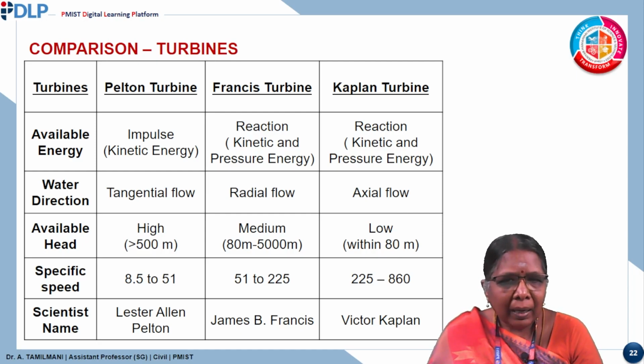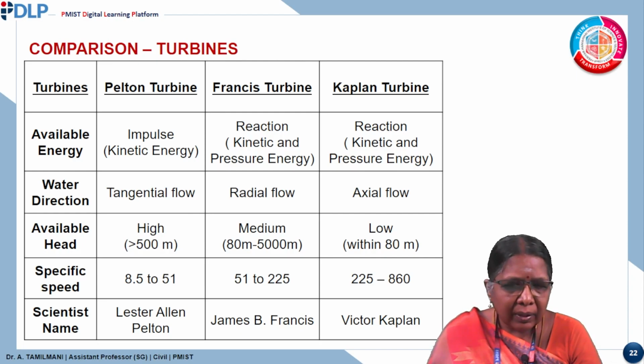And lastly, Kaplan turbine. It is also an example of a reaction turbine, but based on the direction of flow of water, it is called an axial flow turbine. Based on the specific speed, it is a high specific speed turbine. The specific speed is within 225 to 860. Based on the head available, it is a low head turbine. The head available is within or below 80 meters. It was invented by the engineer Victor Kaplan.